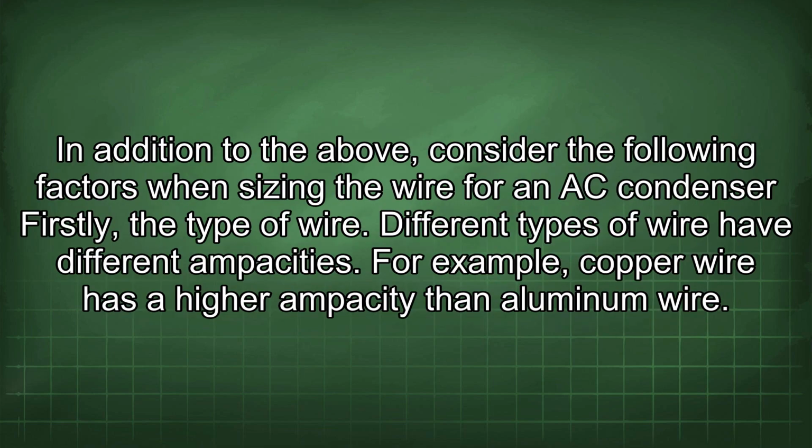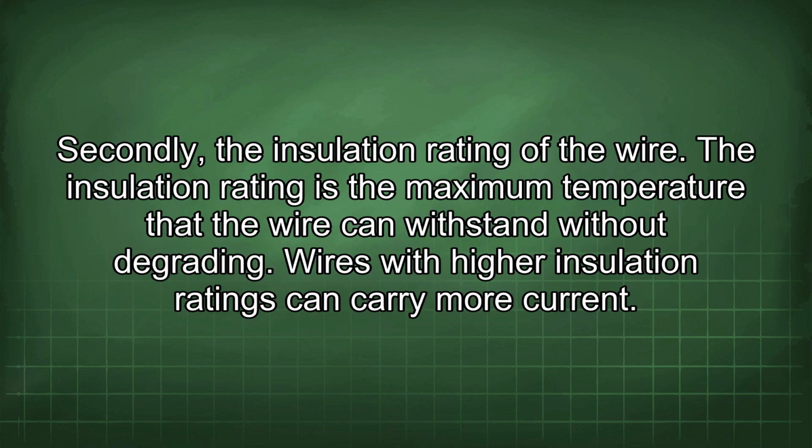In addition to the above, consider the following factors when sizing the wire for an AC condenser. Firstly, the type of wire. Different types of wire have different ampacities. For example, copper wire has a higher ampacity than aluminum wire. Secondly, the insulation rating of the wire. The insulation rating is the maximum temperature that the wire can withstand without degrading. Wires with higher insulation ratings can carry more current.